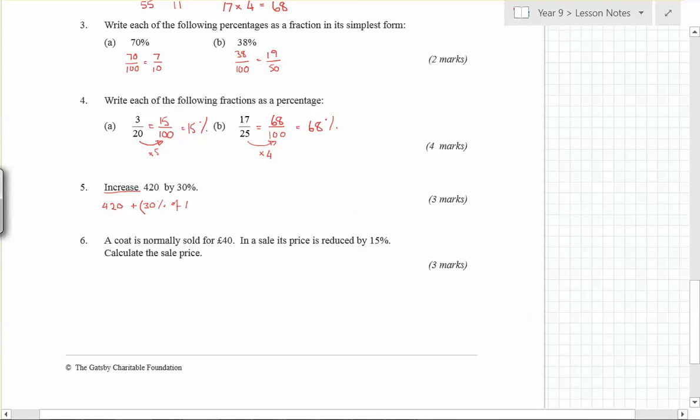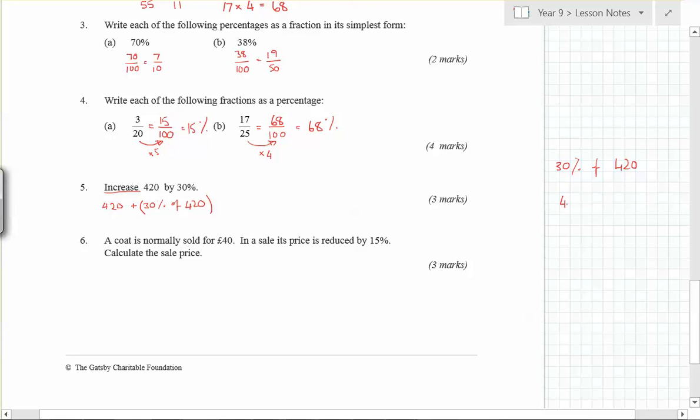Yes, 30% of 420. So this was the problem. I got that 420 divided by 100 is 42. So I'm going to just write it over here: 30% of 420. I just couldn't do 30% of 420, so we need to remember. So what do you do?